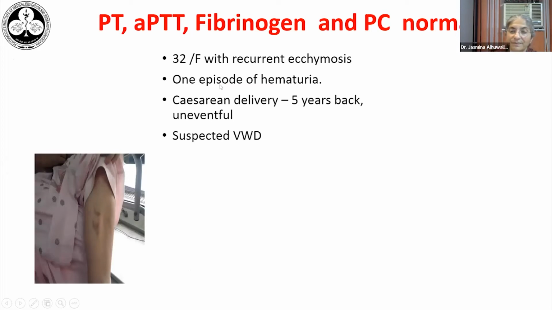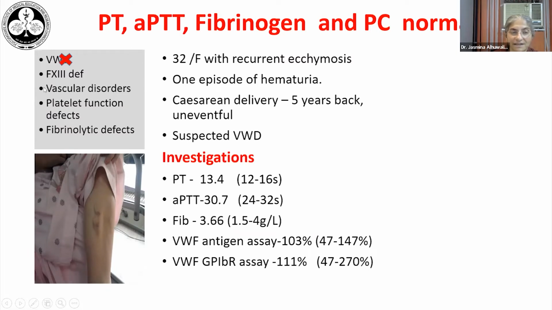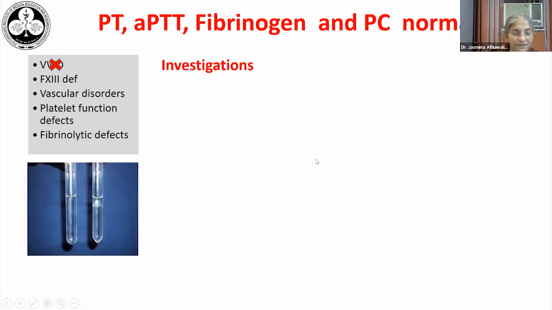This is a 32-year-old female with recurrent ecchymosis and 1 episode of hematuria. She had a cesarean delivery 5 years back, which was uneventful. The clinical suspicion was that of a von Willebrand disease. Her investigations revealed a normal screen and the von Willebrand panel was also normal. So now the next disorder that we can investigate for easily in our labs is factor 13 deficiency. So for factor 13 deficiency, we put up the urea clot solubility test.